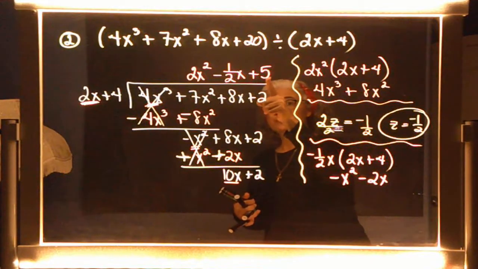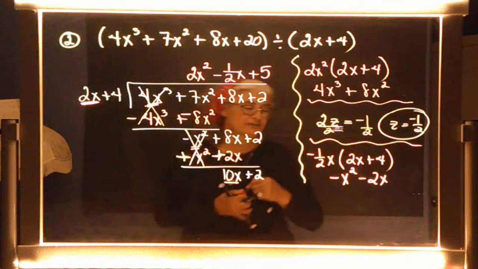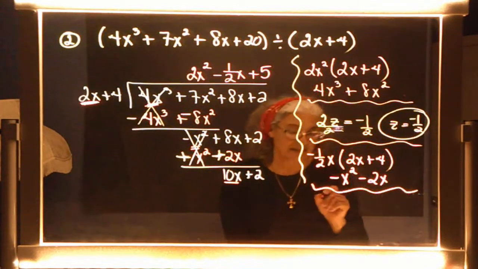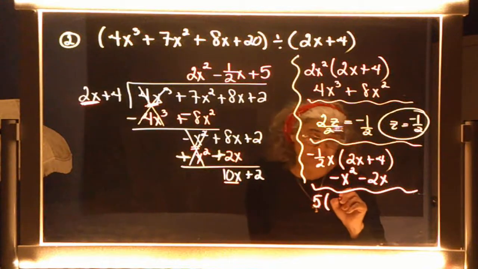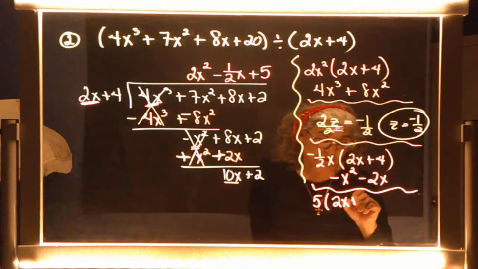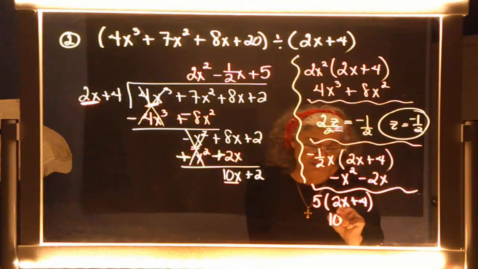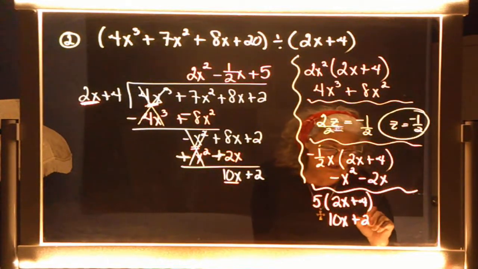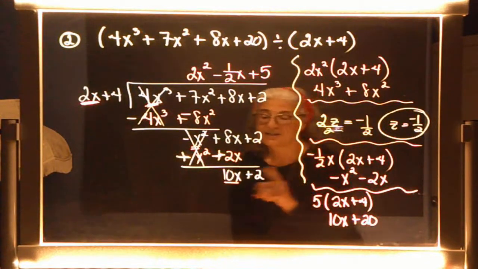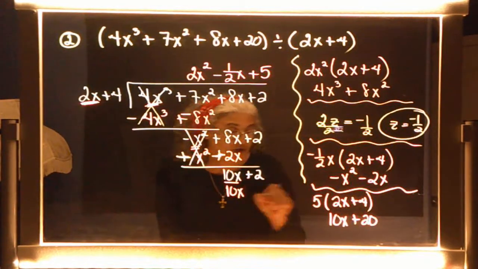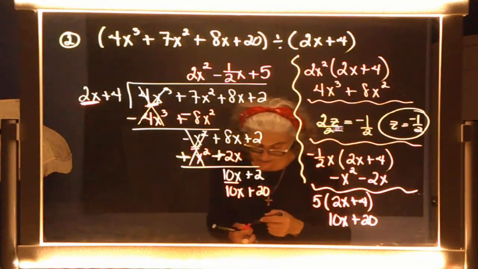So, when you put the number up top, what do you do next? You multiply it by what's on the outside. So I'm going to take this 5, positive 5, and multiply it by the outside, which is 2x plus 4. Agreed? And then, good, you get 10x plus 20. Where does the 10x go? Under the 10x. Where does the 20 go? Under the 2.